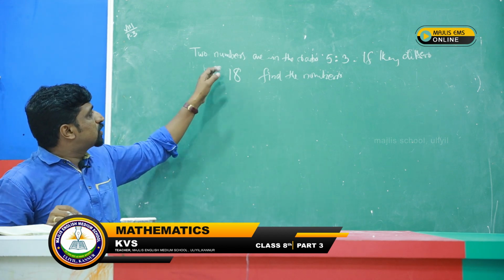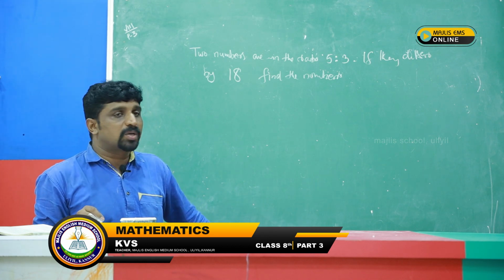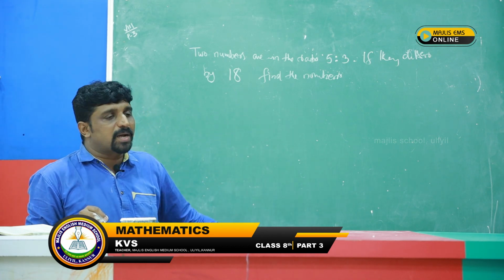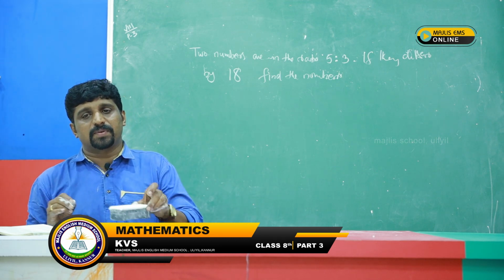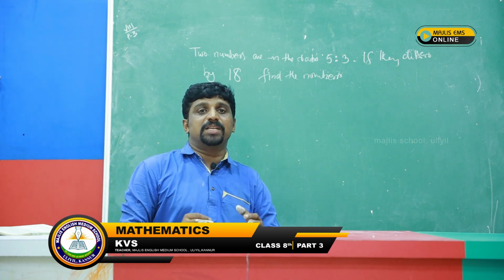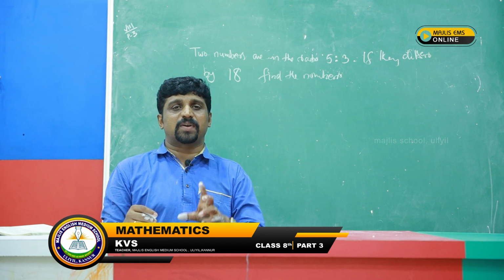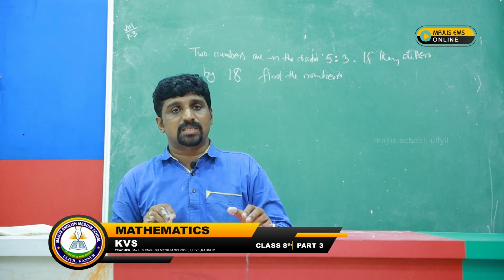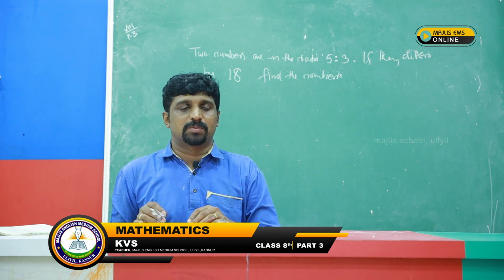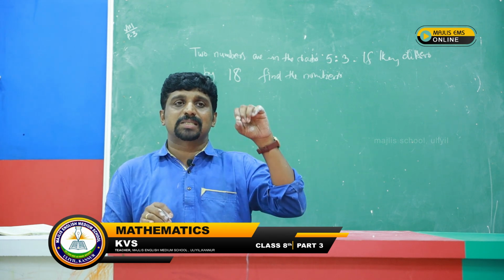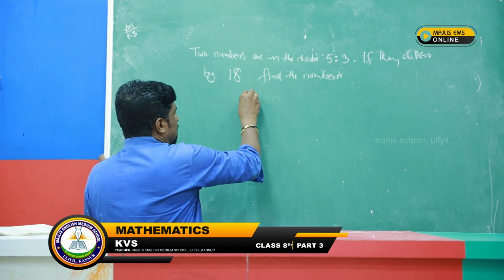Here, two numbers are in the ratio 5:3. If they differ by, that means the difference of the two numbers is 18. We need to find which numbers they are. Numbers in the ratio 5:3 means we can take the numbers as 5x and 3x. Suppose the ratio is given as 7:2, take the numbers 7x and 2x. Just take it like that. Therefore, we can take the numbers like this.